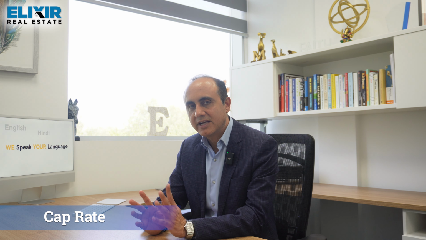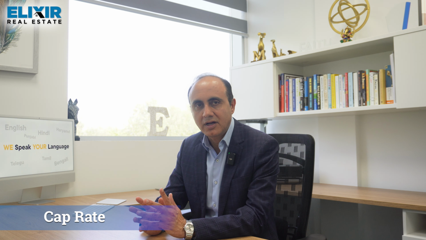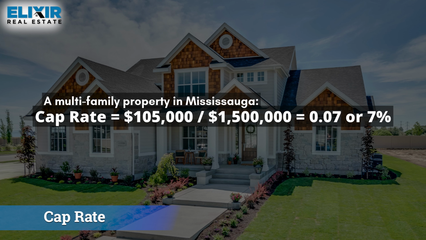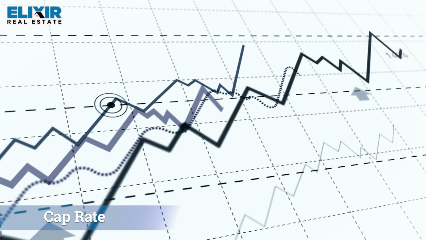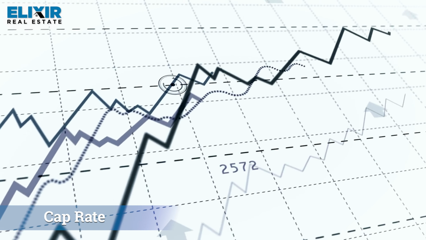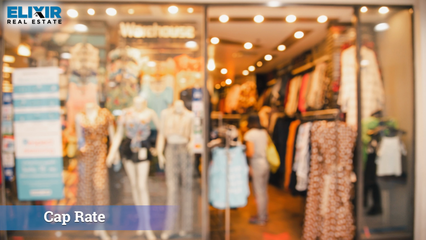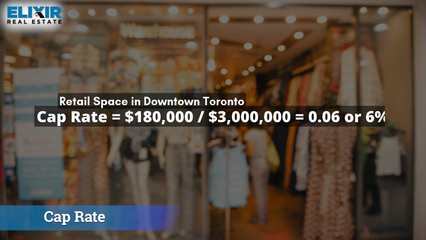Now let us look at some scenarios from the GTA to see how cap rates play out. A multifamily property in Mississauga is valued at 1.5 million with an annual NOI of 105,000. This property has a cap rate of 7%. It's a solid investment with a good balance between return and risk, considering Mississauga's growing population and job market. A retail space in downtown Toronto is valued at 3 million with an NOI of 180k. This gives us a cap rate of 6%. While the return is lower, the prime location in downtown Toronto offers excellent stability and potential for long-term appreciation.